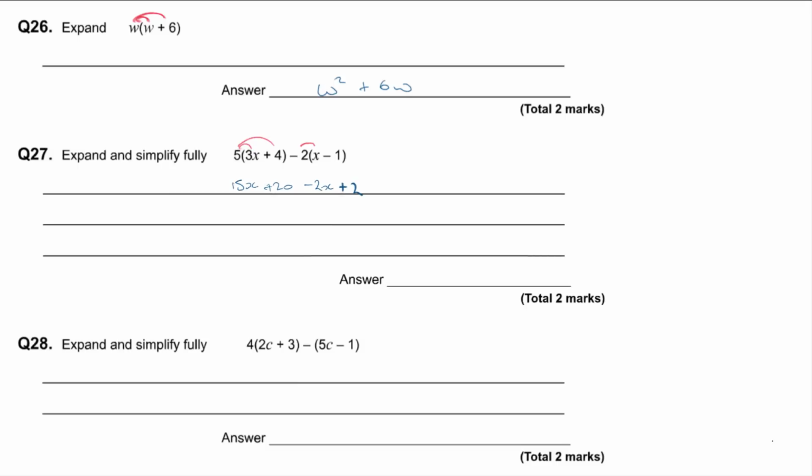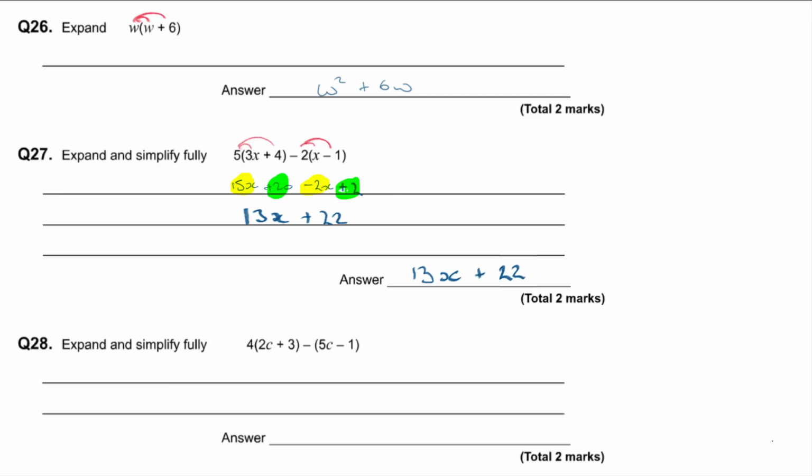So then we just need to collect like terms, don't we? So I've got a term in x there and a term in x there, and I've got a number and a number. So collecting the x's together, 15x minus 2x, that's 13x, and 20 plus 2, that's 22. So that's my final answer then, 13x plus 22.